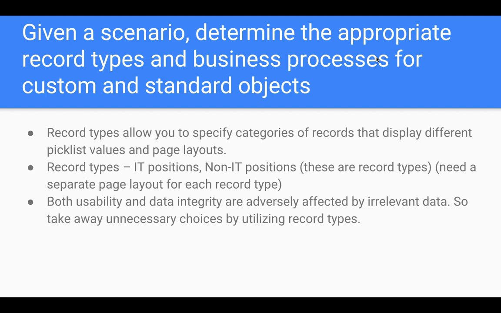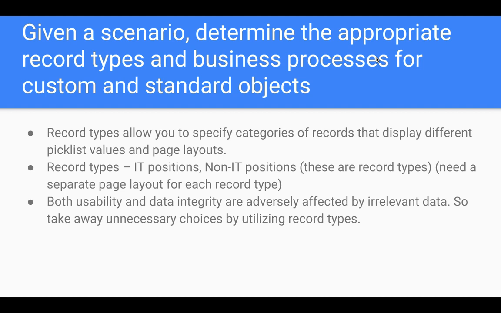So given a scenario, determine the appropriate record types and business processes for custom and standard objects. Record types allow you to specify categories of records that display different pick list values and page layouts. Please highlight this. In the exam, they may ask you what a record type does. So you'll have to say that a record type specifies categories and displays different pick list values and page layouts. The key thing to think about in relation to a record type is the type of record type that you are dealing with.